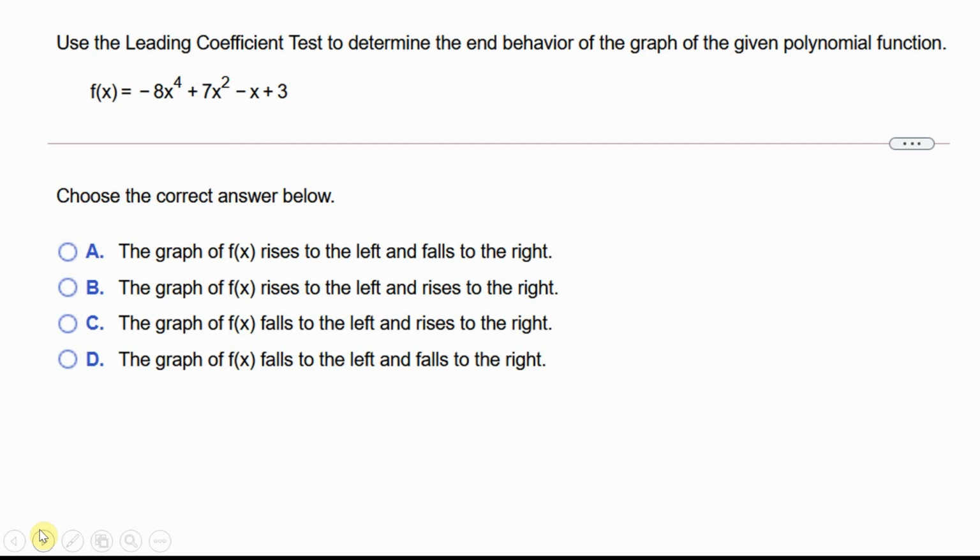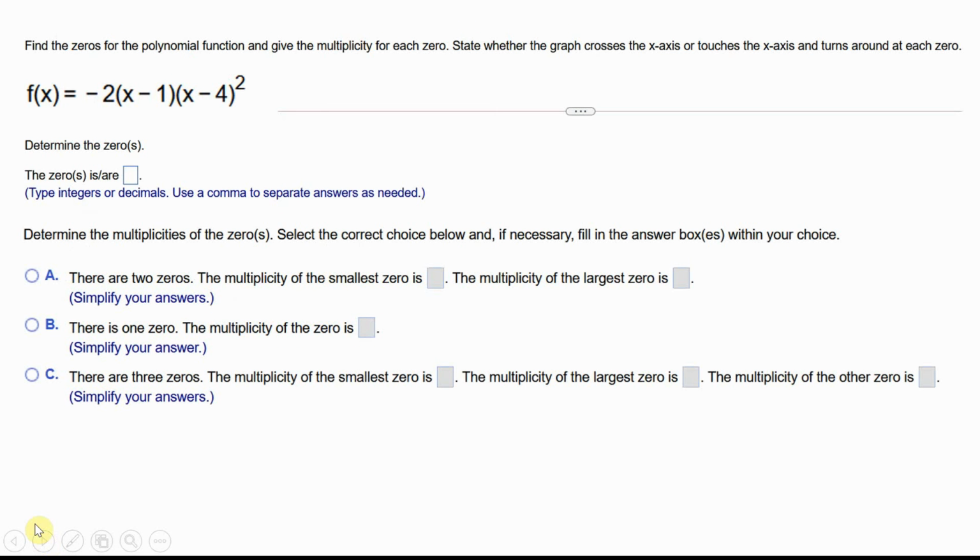What about this one? All right, work that one out. I'll be back.